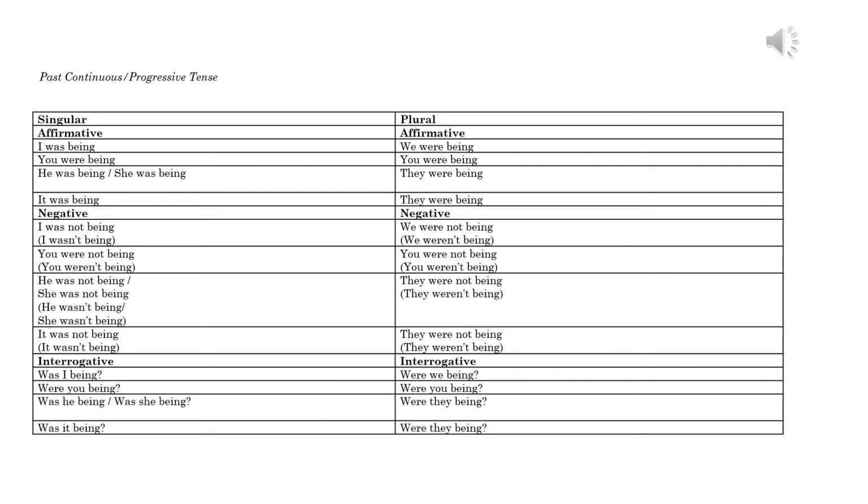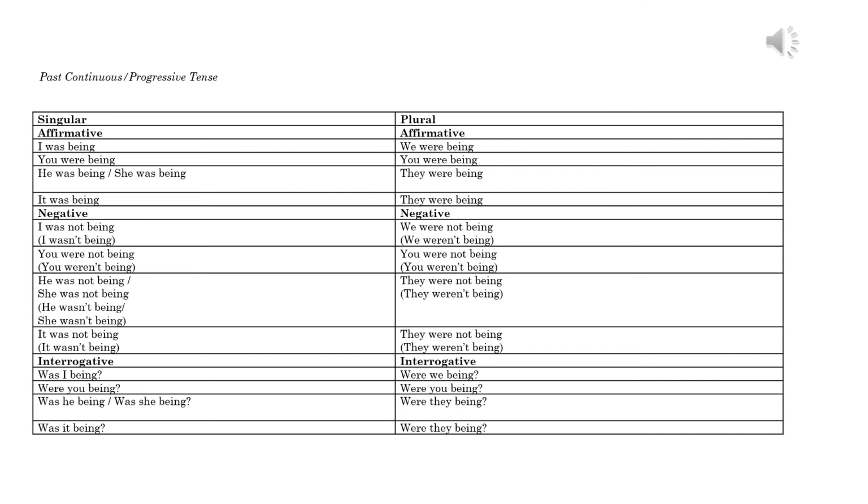Past continuous or progressive tense. Affirmative. I was being, you were being, he was being, she was being, it was being. We were being, you were being, they were being.